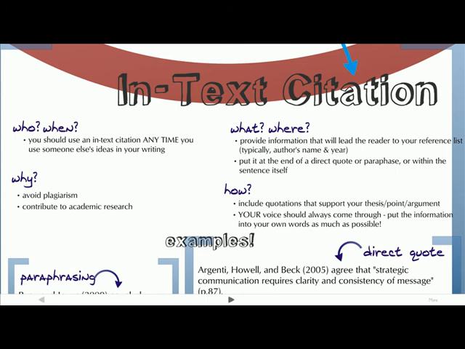The most difficult part, in my opinion, is figuring out how to include research. You should include quotations that support your thesis or point or argument, but your voice should always come through. You don't want your paper to be a patchwork of other people's words. You want to put the information into your own words as much as possible. Now let's take a look at some examples.